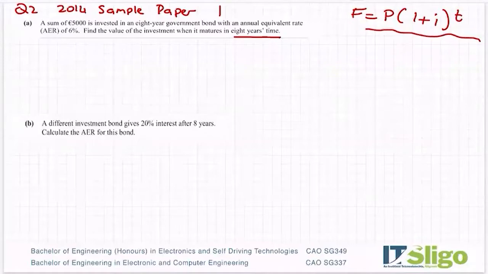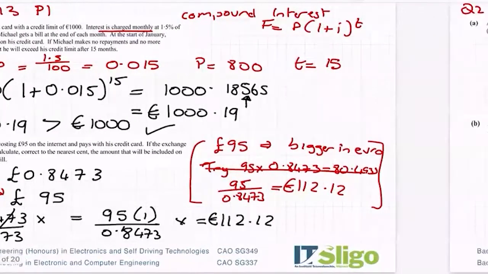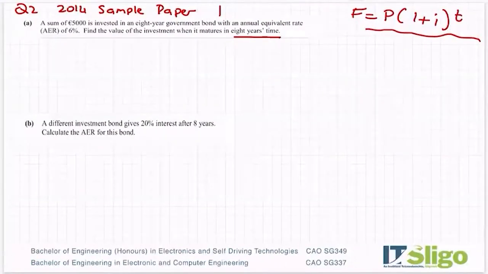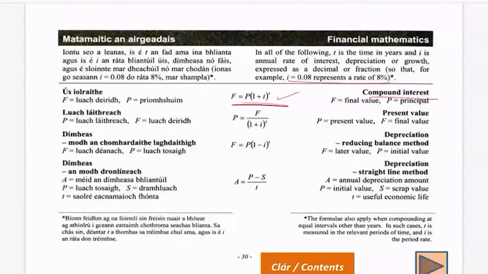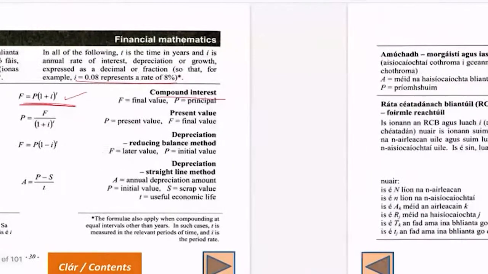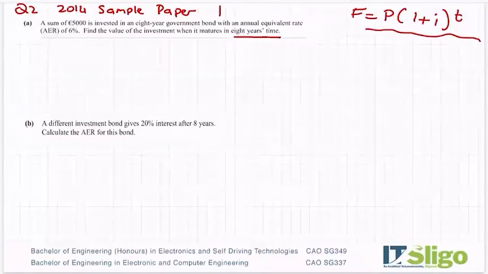Okay, so you end up using this formula, and we've used it for loads of the different questions. F is equal to P times (1 plus I) to the power of T, taken from page 30 of the log tables, just there. Okay, so F is the final amount, so that's how much it's going to be worth in 8 years' time. P is what we start off with, in this case, 5,000. T is the length of time, so it's 8 years. And I is the interest rate as a decimal, okay?